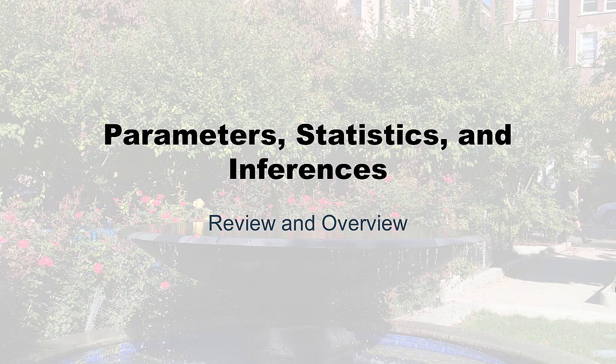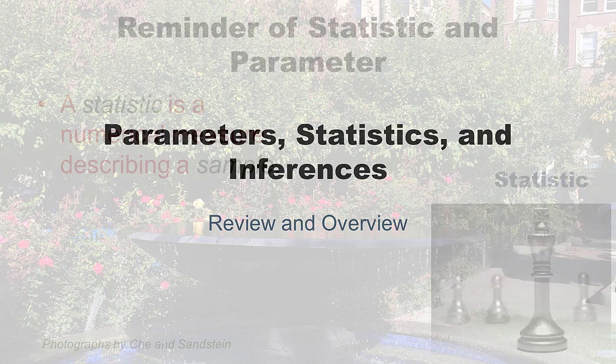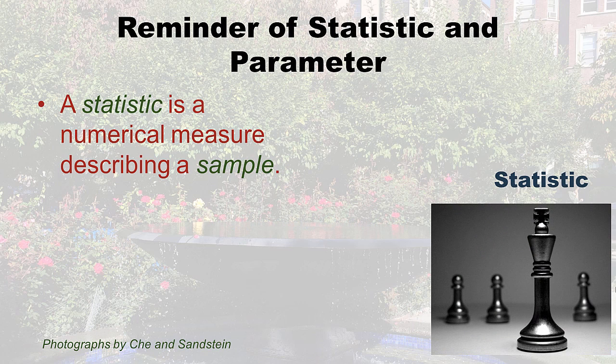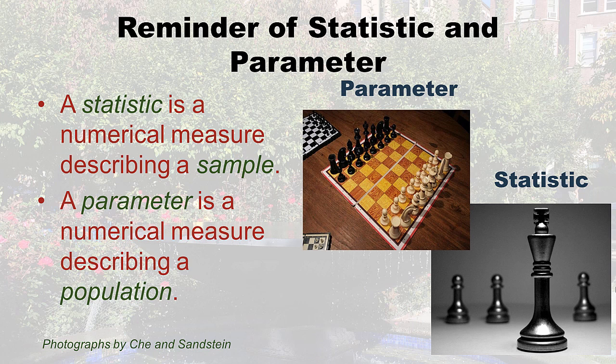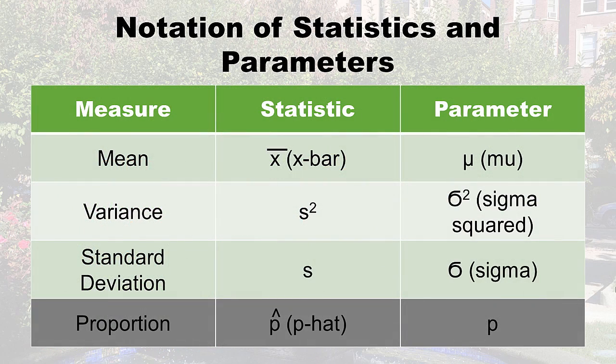All right, here's the first part. Parameters, statistics, and inferences. And this is the review and overview I promised you. So if you remember from a long time ago, a statistic is a numerical measure describing a sample, and a parameter is a numerical measure describing a population. Remember SS, sample statistic, PP, population parameter. You probably remember that.